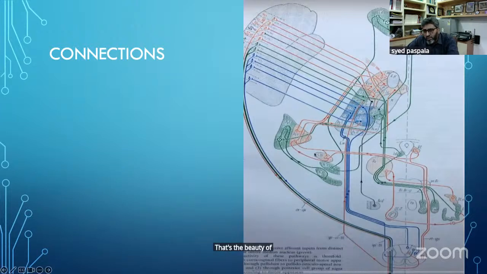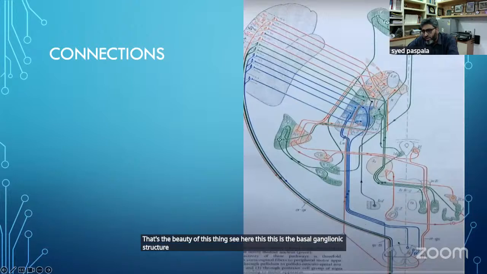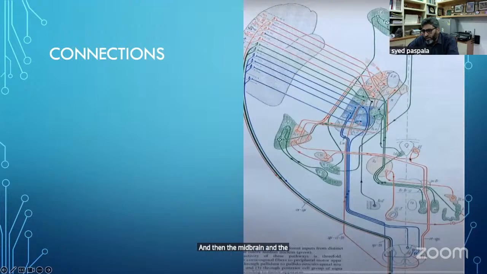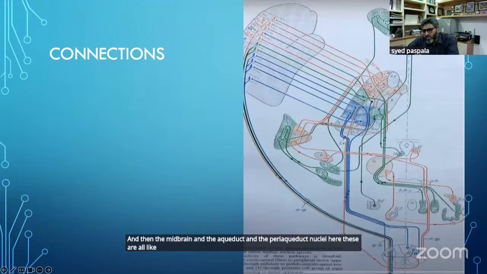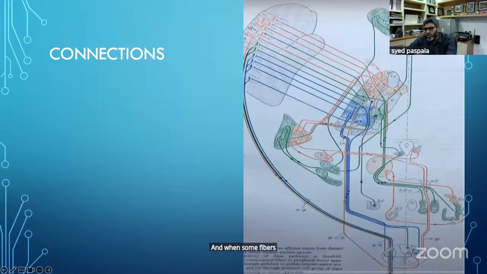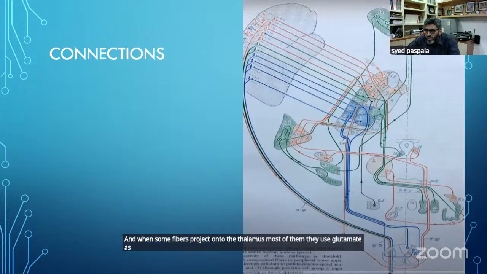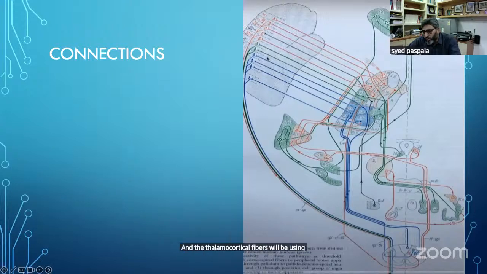See here, these are the basal ganglionic structures, the spinal cord, and then the midbrain and the aqueduct and the periaqueductal nuclei here. These all have thousands and thousands of connections with the thalamus. And when some fibers project onto the thalamus, most of them use glutamate as a neurotransmitter, and the thalamocortical fibers will be using GABA as a neurotransmitter.